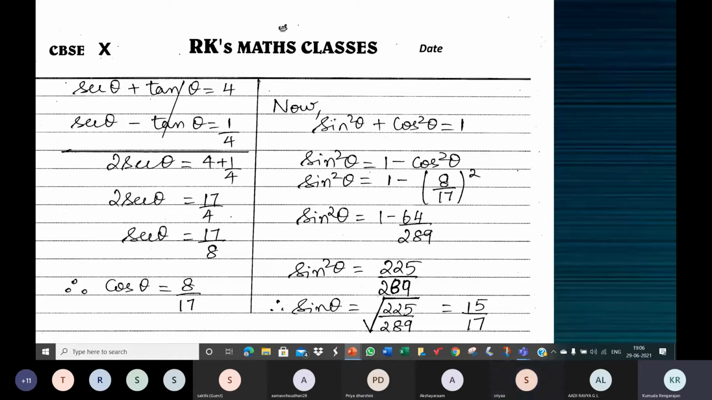In yesterday's question, we were given the same information and asked to find secant theta, tan theta, and sin theta, if I'm not wrong. So we added the two equations and found secant theta. Subtract the two equations to get tan theta. And then we use tan theta equals sin theta by cos theta to find sin theta.